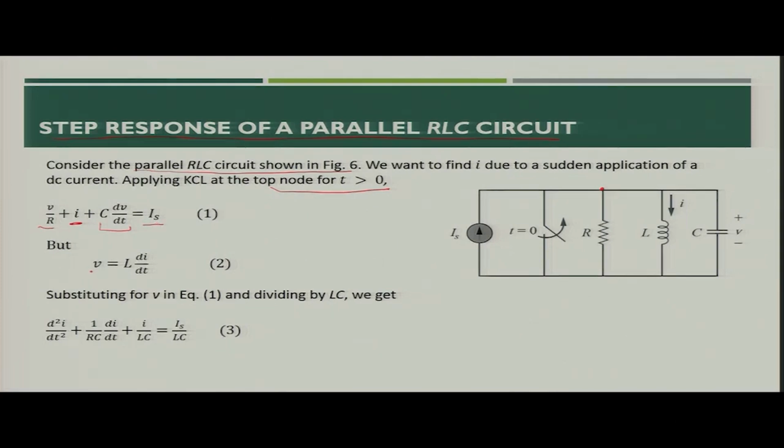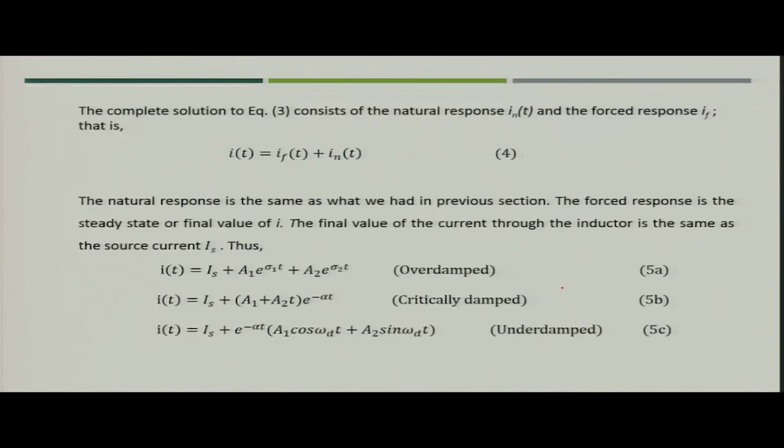Now, we know that V is nothing but L dI by dt. So, we put the value of V in this equation, and when we rearrange, you will get the final equation as d2I by dt2 plus 1 upon RC dI by dt plus I by LC equal to IS upon LC. So, this is what you get from the parallel combination of the circuit.